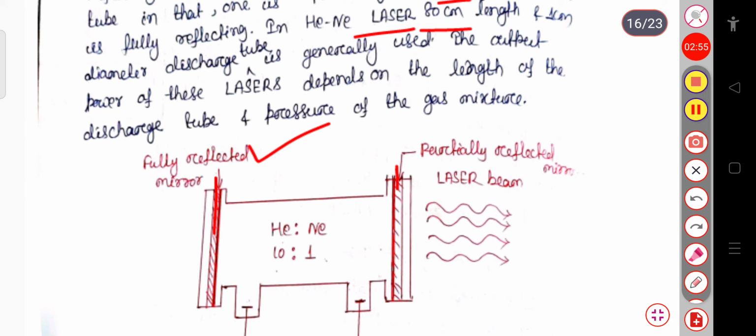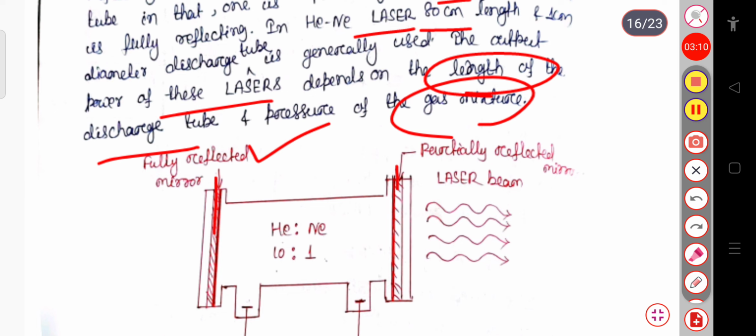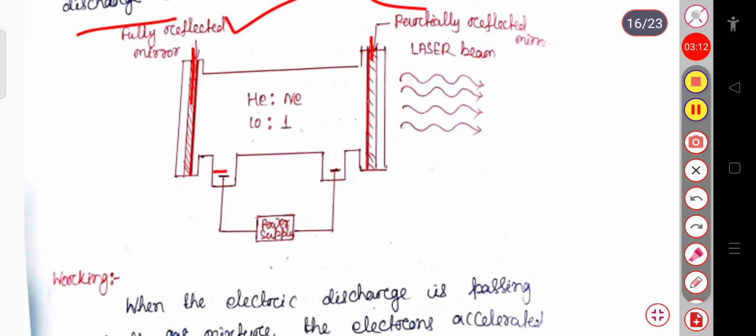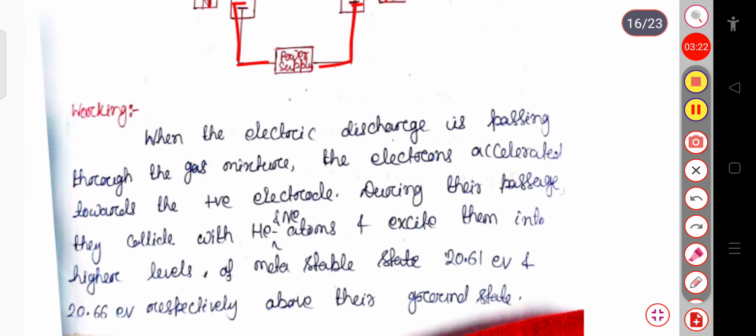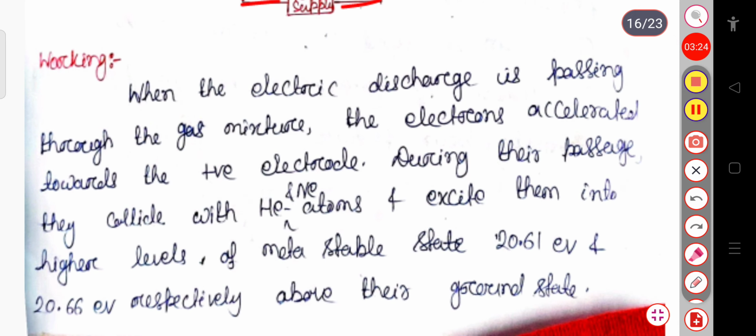The output power of this laser depends on the length of the discharge tube and the pressure of the gas mixture. This is your important point. So the output power will depend on the length of the tube we have taken and the gas mixture's pressure. You can see here, the power supply is given to this discharge tube, and one is your partially reflecting mirror and another one is your fully reflecting mirror. Now we will discuss the working procedure.